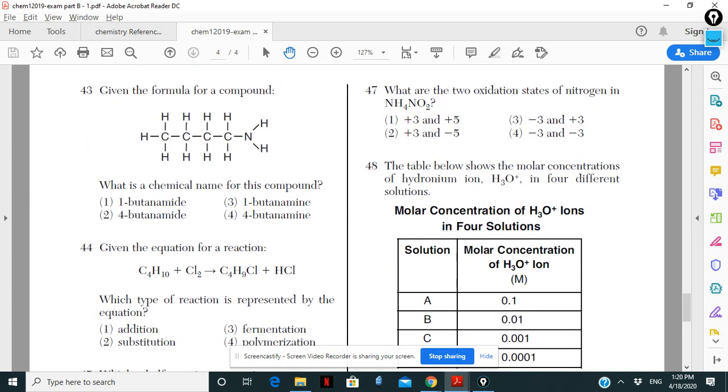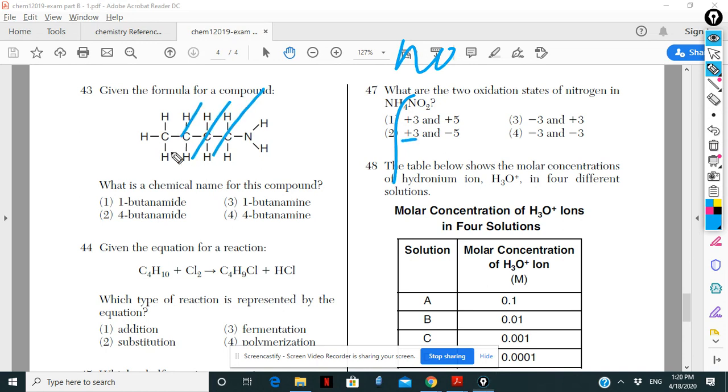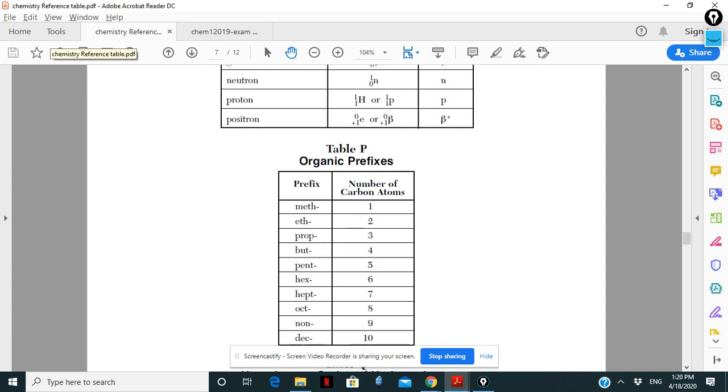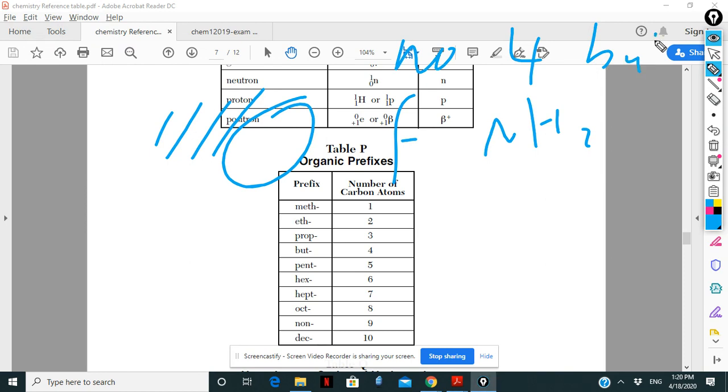Question number 43. They want a name for this compound. So I have to assign first the number of the carbons and the functional group. The number of carbons is 1, 2, 3, 4, so 4. And the functional group is NH2 and there is no double bond. I'm looking at the reference sheet. Now, the number 4 means but-, and since all of them are single bonds, it's butane.